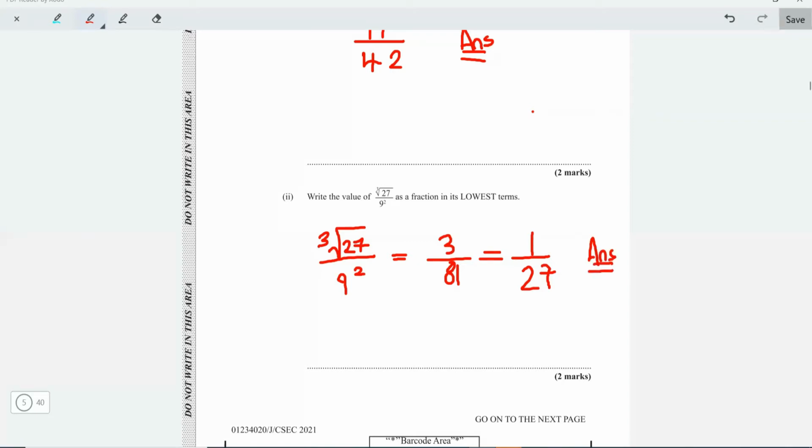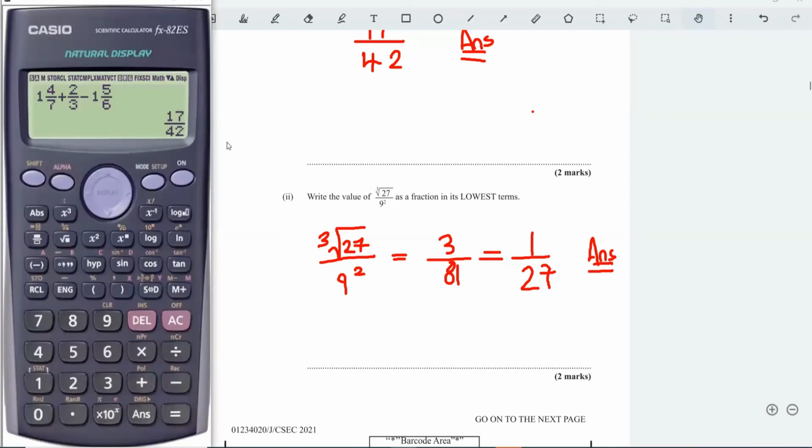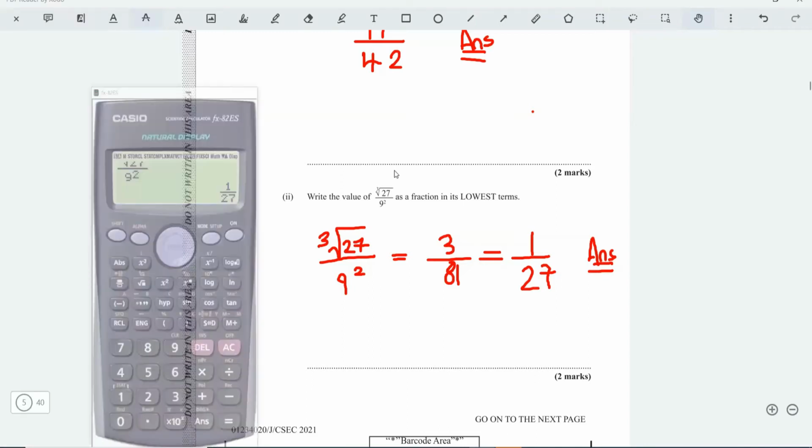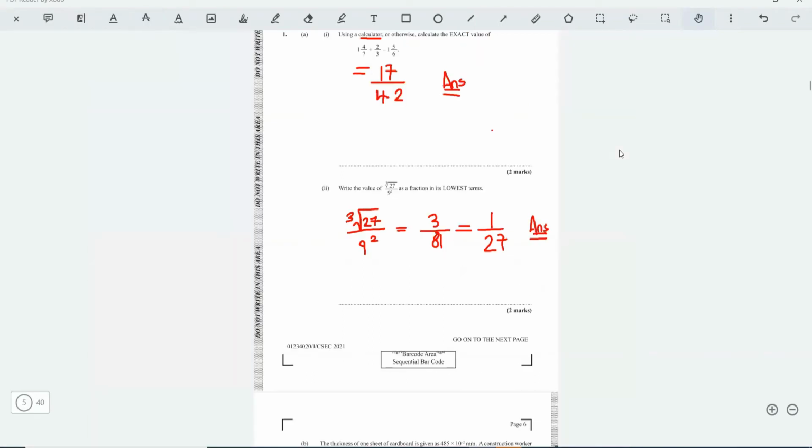Now, if you're not feeling confident, you can always take out the calculator and check it. This is how you get the cube root in the calculator. You press shift, then you press the cube root button. Cube root of 27 divided by 9 squared gives 1 over 27, so it's correct. Then you move on. Nice, we've got a couple of marks already.